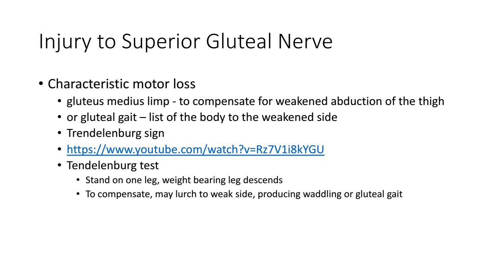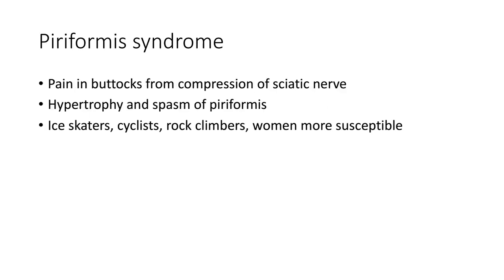And this is where you have a person stand on one leg, and the side that's weight bearing, that leg will descend and the hip will kind of throw itself, that person will throw their hip out to compensate. So they kind of lurch towards the weak side, producing a waddling or a gluteal gait. There is a link here to a very short YouTube video if you want to watch it to see what a Trendelenburg sign would look like. And you can see the gluteal gait where a person is listing to the weak side.